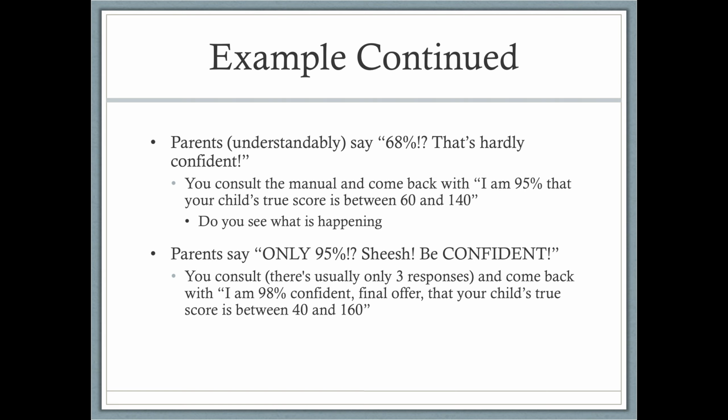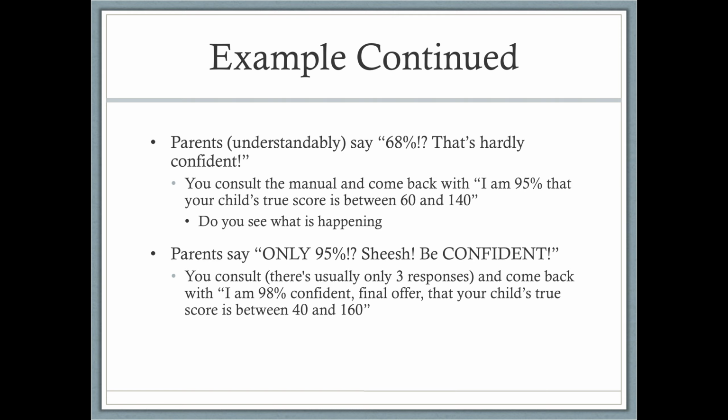So that means 20, and then another 20 this way, and 20 and another 20 that way, so that gives us 60 and 140. And then parents say, only 95%, be more confident. Usually tests will only give you three options: the 68, 95, and 98% confidence. I'm 98% confident that your child's true score is between a 40 and a 160.